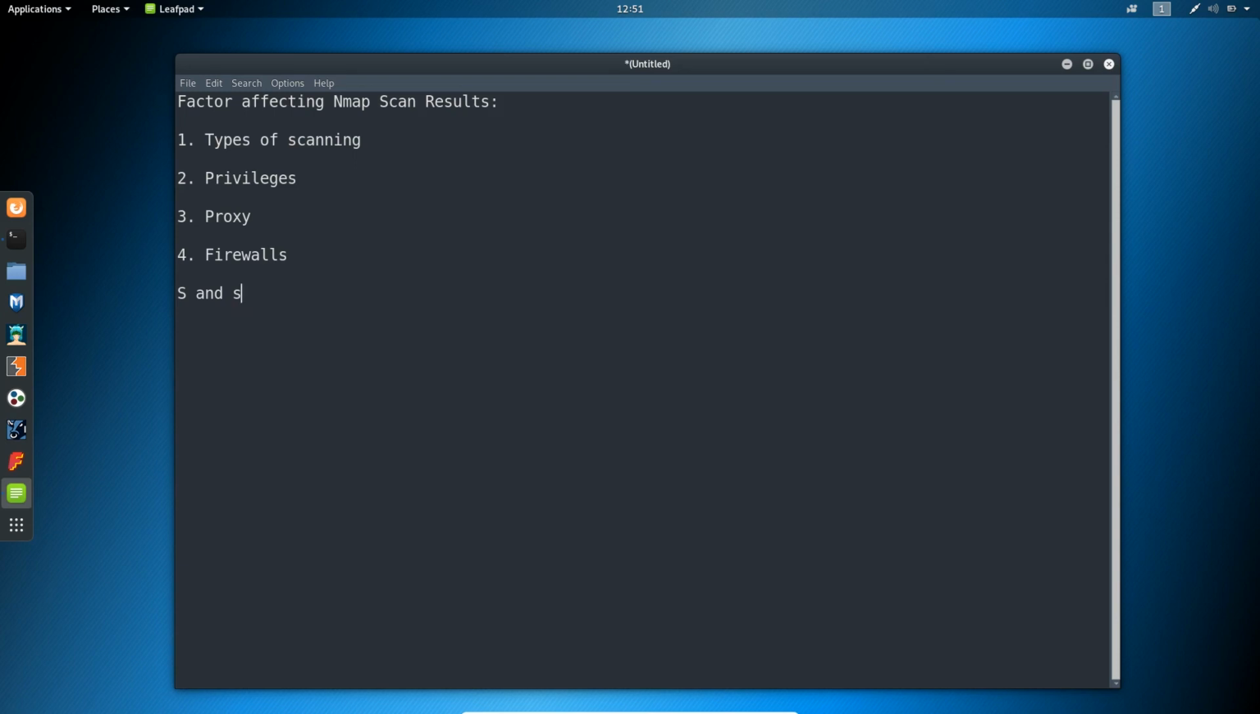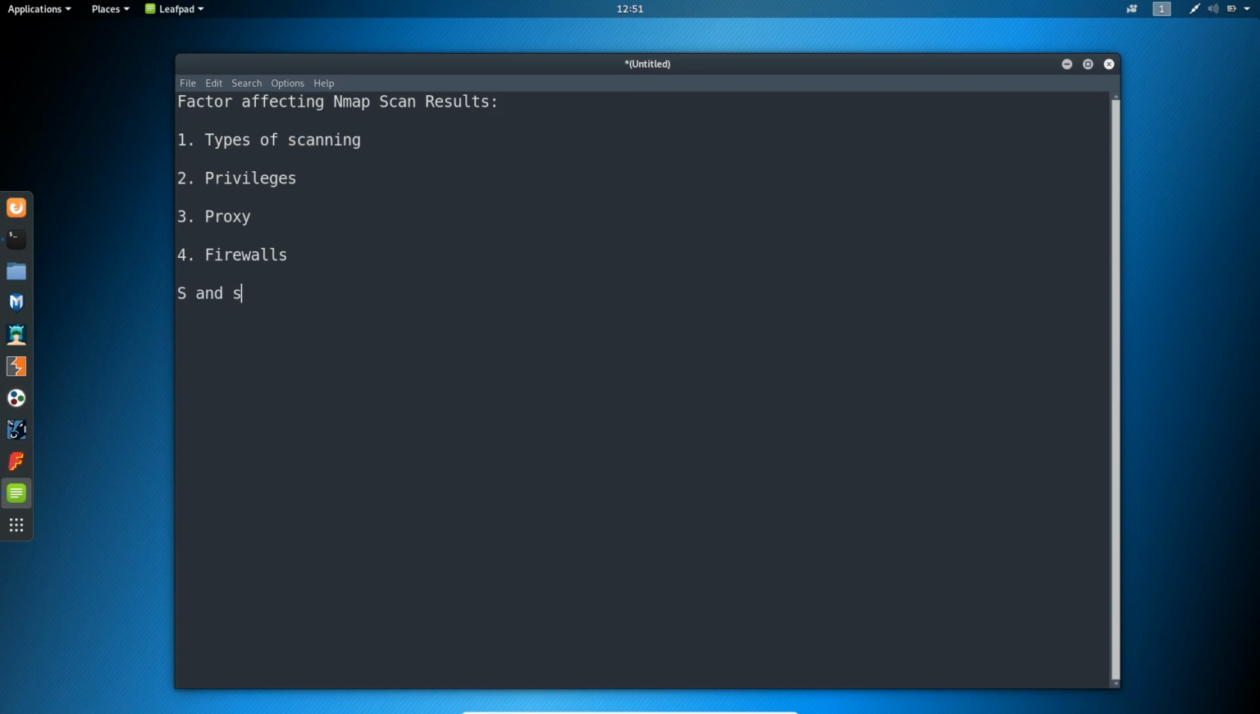Second, don't scan any network without permission. If you do, then you might get in trouble. And the last one is, don't scan any network too aggressively. It can start a DDoS attack.